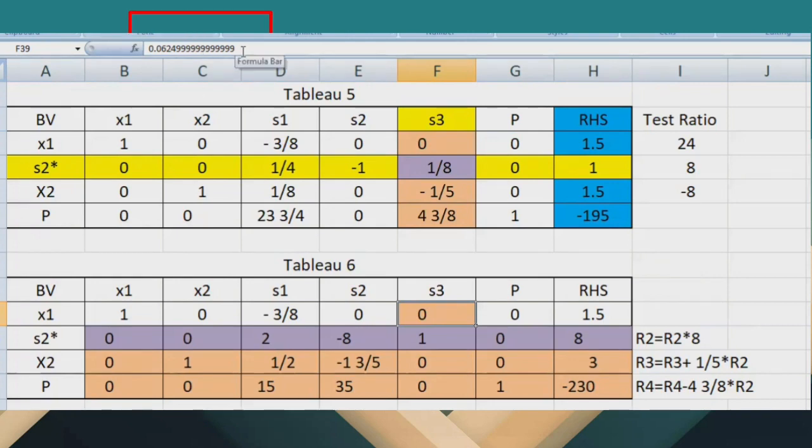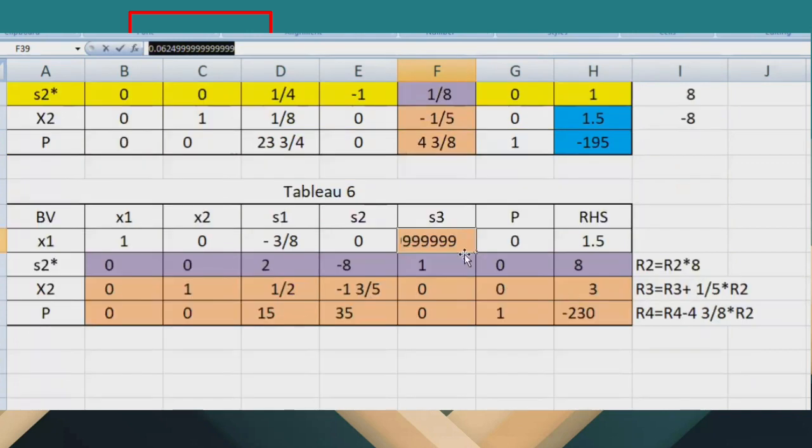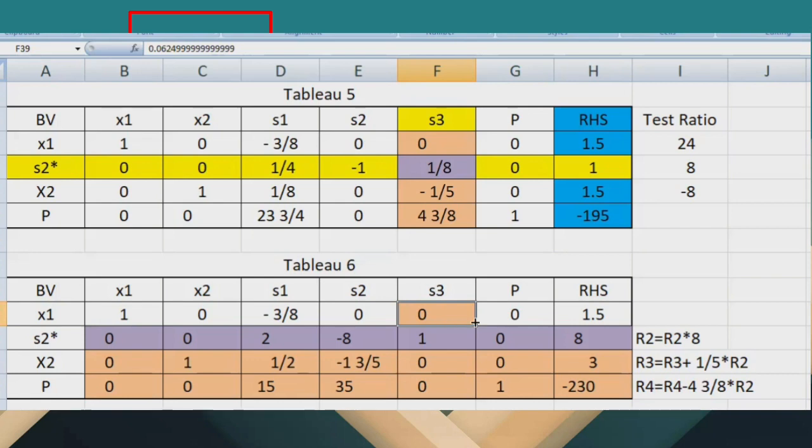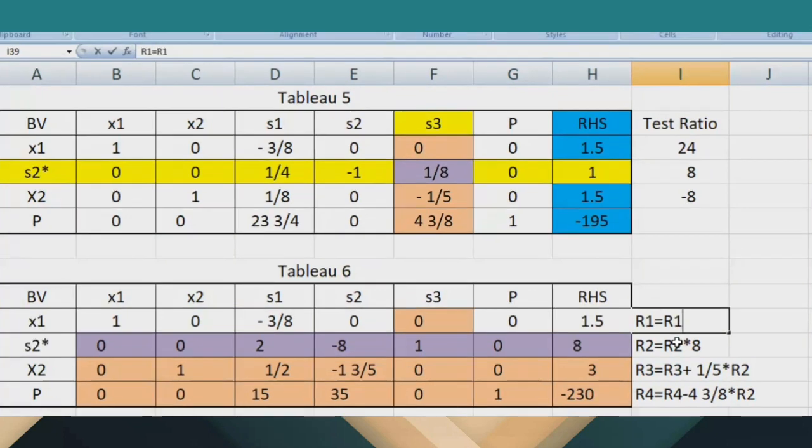Pag tinignan nyo siya dito sa f of x sa function sa taas, hindi siya 0, no? 0.0624499. Hindi siya 0 class. Pwede pa siya isolve. So, itry ko isolve ito. Gawan ko ng formula. So, row 1 is equal to row 1 minus meron siyang value eh. Ito yung ganito kahaba. Hindi ko lang magawang fraction. Times row 2. Kasi pag linik ko to, hindi siya 0 eh. Di ba pag hindi pa siya 0, kailangan mo siyang gawin 0.